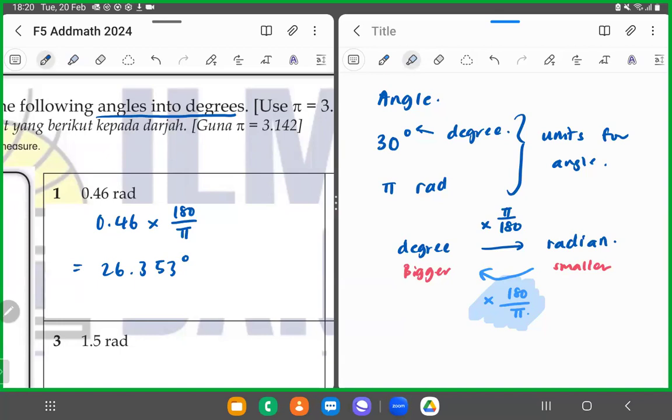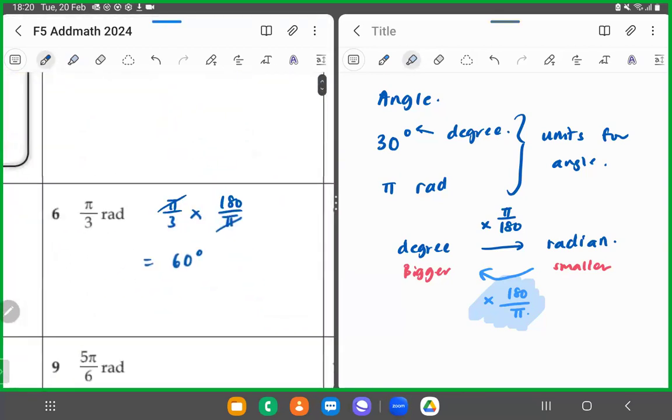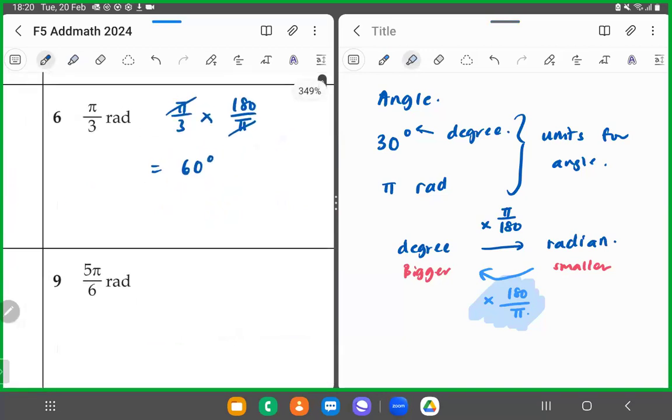Can, the non-responding, I assume you okay. And then another example we try here is this one, pi over 3 radian. Depends on the question. Use directly the pi on the calculator. If the question gives you the value of pi, then you will need to follow. If the question doesn't give you the value for pi, then you can use the calculator pi.